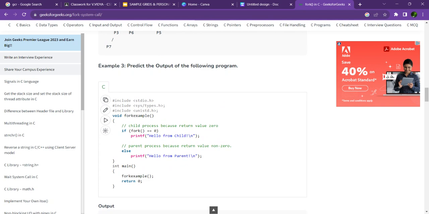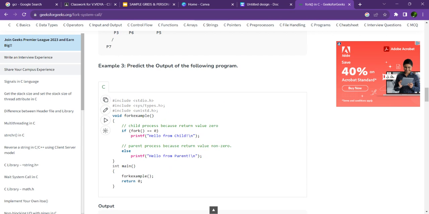You have created a function void fork example, where in this function you are going to tell how the demonstration of fork will work. So now if the fork function call is equal to 0, printf "hello from child", or else print "hello from parent".